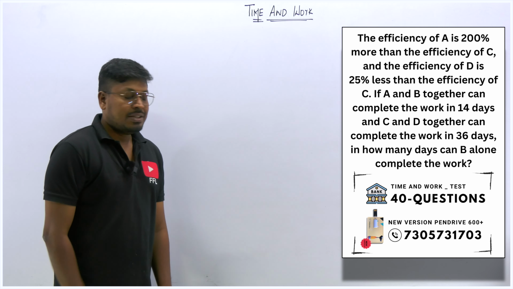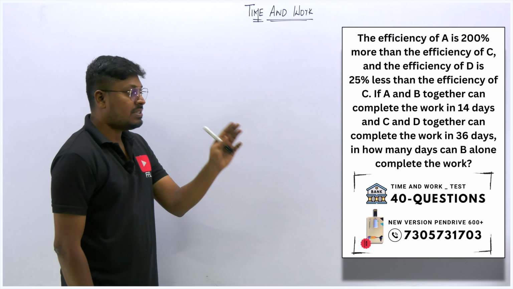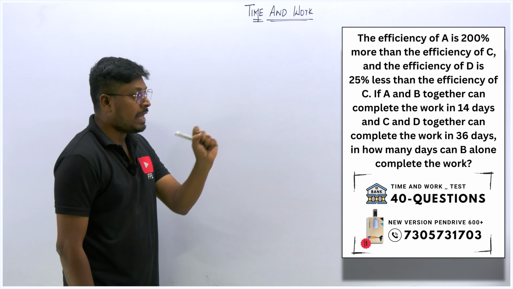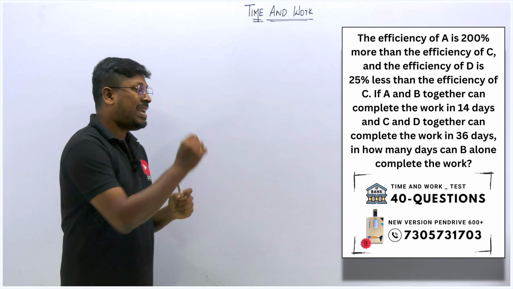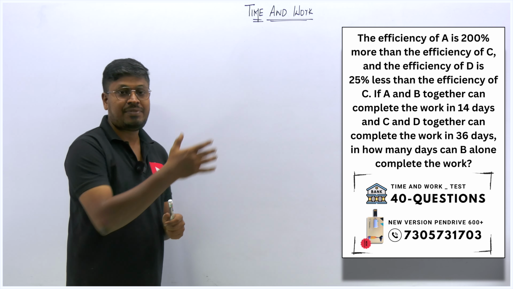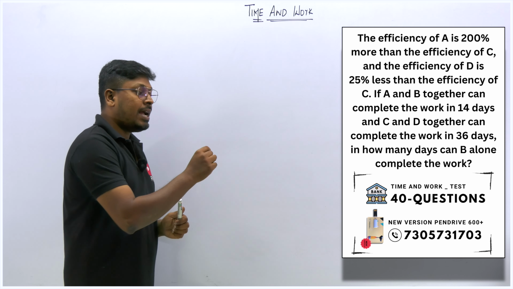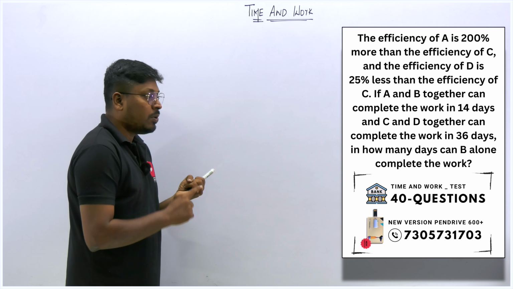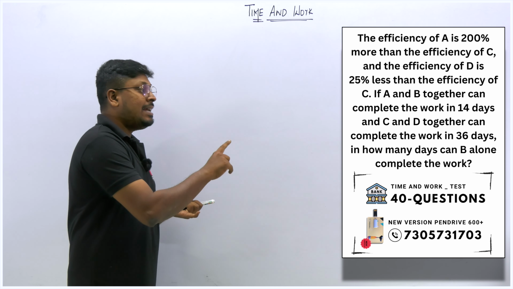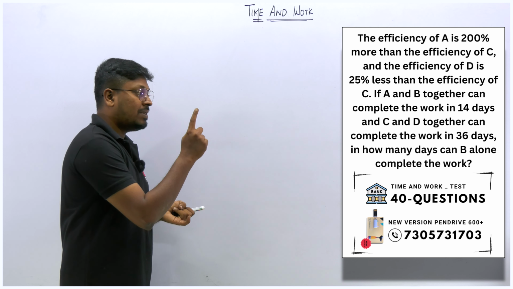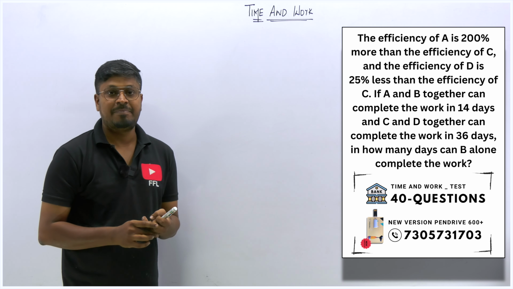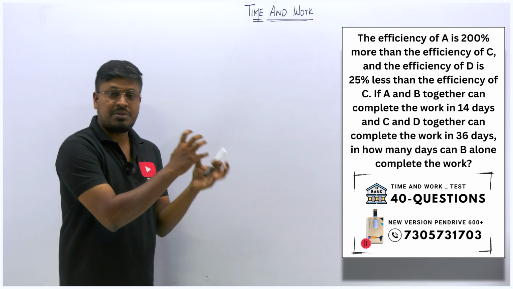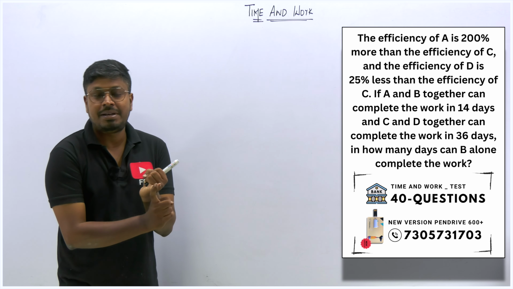Next question. The efficiency of A is 200% more than the efficiency of C, and the efficiency of D is 25% less than the efficiency of C. If A and B together can complete the work in 14 days, and C and D together can complete a piece of work in 36 days, in how many days can B alone complete the work?